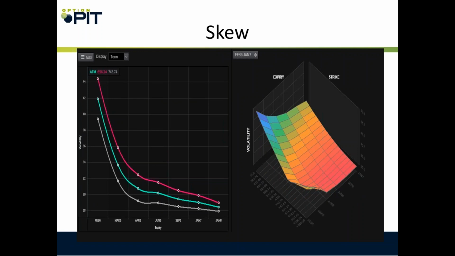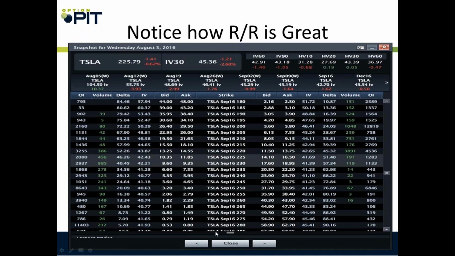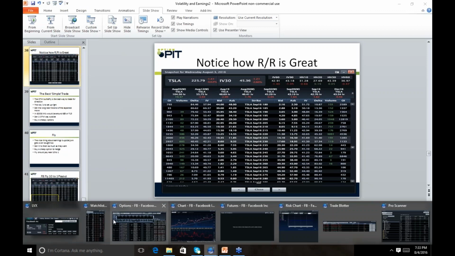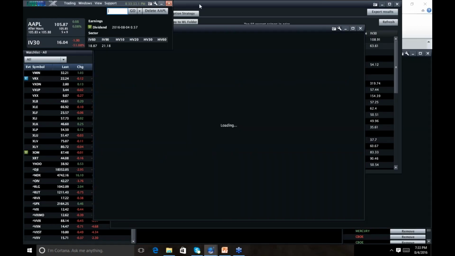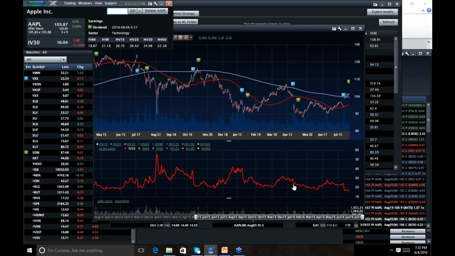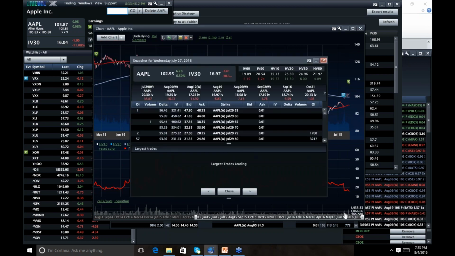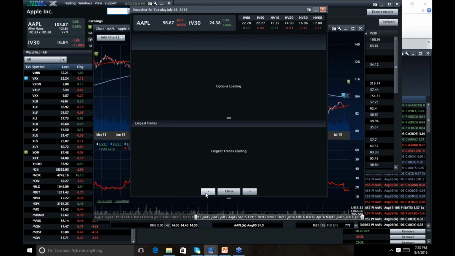Here's another look at it. So let me show you kind of how that could have worked really well. So let's take a look at Apple. Apple from a few days ago. All right. So here's the day earnings comes out. Let's look at the day before.